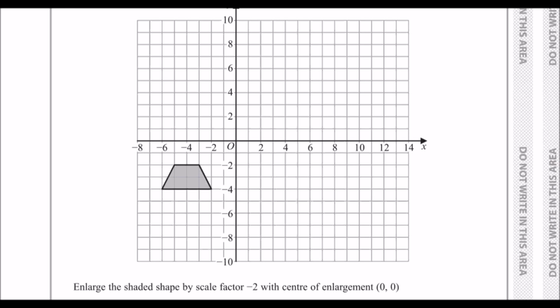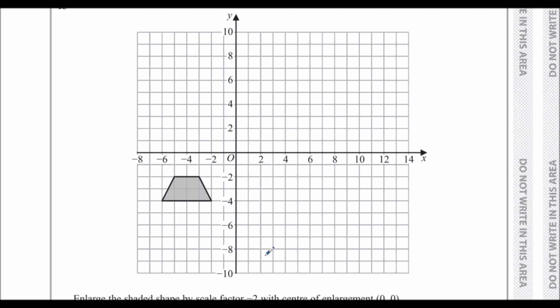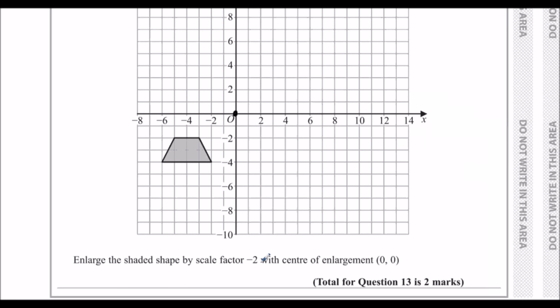Question 13. Enlarge the shaded shape by a scale factor -2 with center of enlargement at the origin (0, 0). So the scale factor is -2. So we're going to look at how far we go to each point. If I call this point here our red point, to go from the origin to the red, we go 1, 2, 3, back 3, minus 3, down 2. So the red point is (-3, -2).